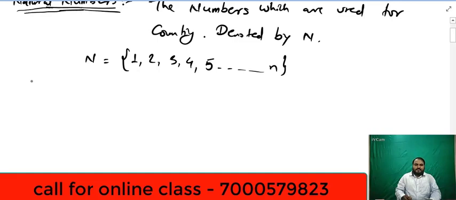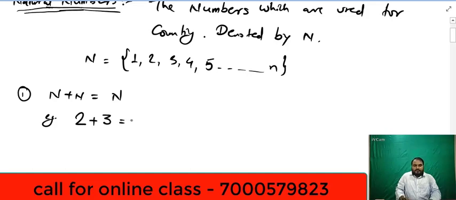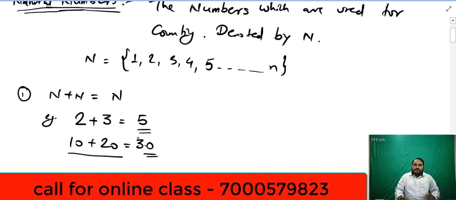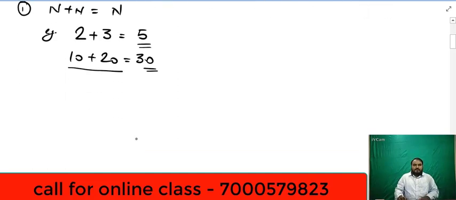Friends, now we will see the properties of natural numbers. Here we will take the first property. If we add two natural numbers, then we get the result as a natural number only. Suppose we take some examples. If we add the number 2, which is a natural number, and the number 3, then the summation will be 5, which is a natural number. So the summation of natural numbers will always be a natural number, okay, that is our first property.